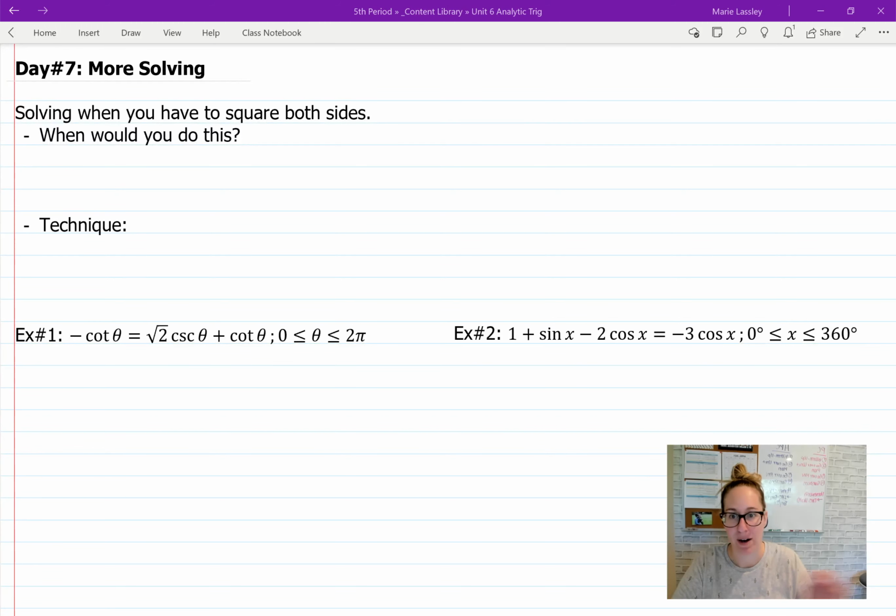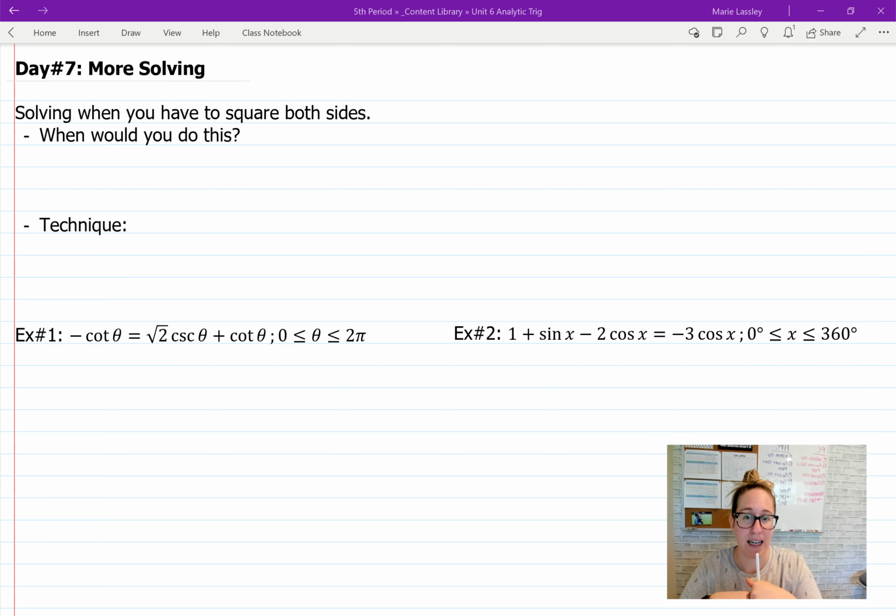All right, so today we're going to be looking at solving when you have to square both sides. So far we've gone over two different solving techniques. The first is more straightforward, when you just have one trig function and you get x by itself. Another type was ones where we have to factor. If you have something squared, something to the first, and a constant, you might have to factor using the quadratic factoring techniques. You might also have to take out a greatest common factor and then set each parentheses equal to 0 and solve that way. So that's factoring.